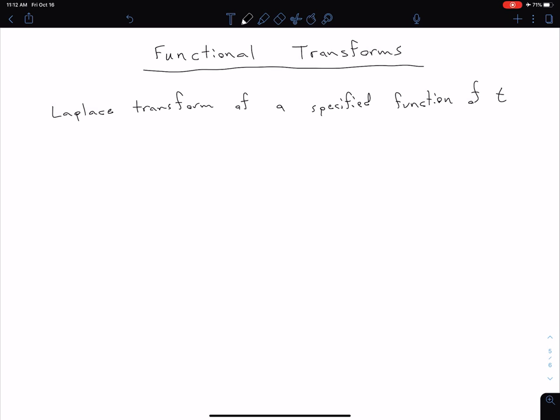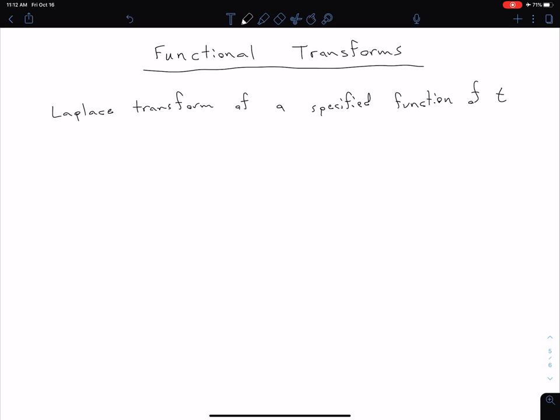In this video, what we're going to do is start looking at functional transforms. By definition, these are just Laplace transforms of a specified function of time. So we can think about, for instance, u of t, e to the minus at. We'll look at various other functions in some later videos. But this functional transform is a specific function of t.